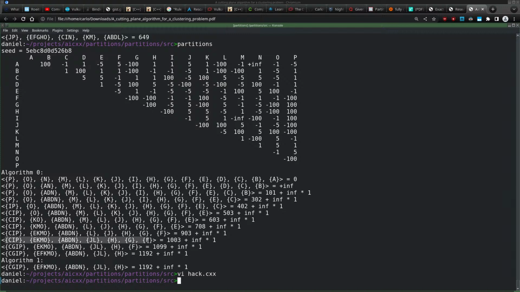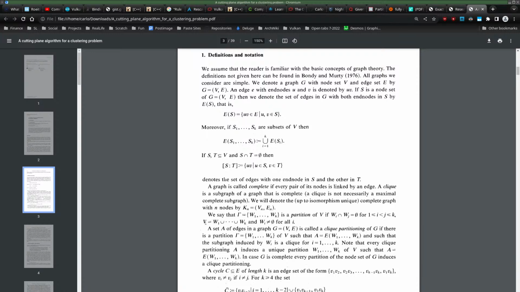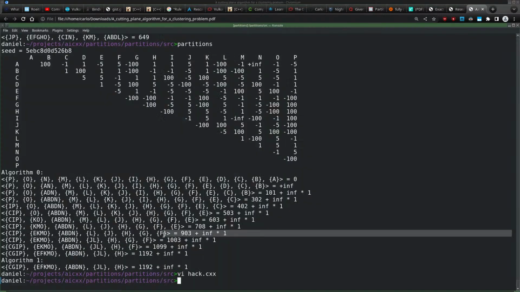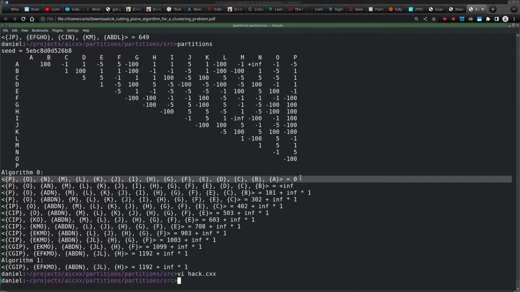So if you do the union between all of them, then you get all the elements that are in V, right? You get A to P. So this gamma is exactly one of the partitions that I work with. And it is a way to partition all the elements that I have. And then gamma is one of them.